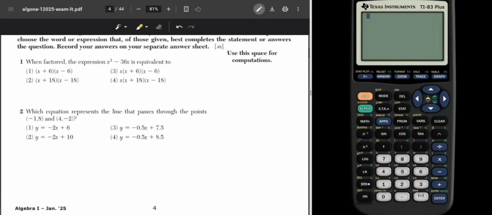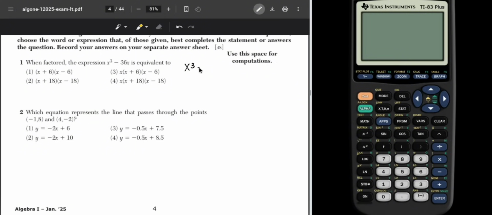So, question 1 says, one factor, the expression x cubed minus 36x is equivalent to. So, the first thing that I want to do for this question is remove a GCF. So I know that the greatest common factor between x cubed and negative 36x is x. So I'm going to remove that, and then I'm going to have x cubed divided by x is just x squared, and then negative 36x divided by x is just negative 36. Now, I have x squared minus 36. I know that this is a difference of two squares.